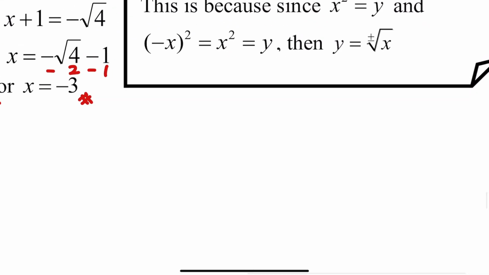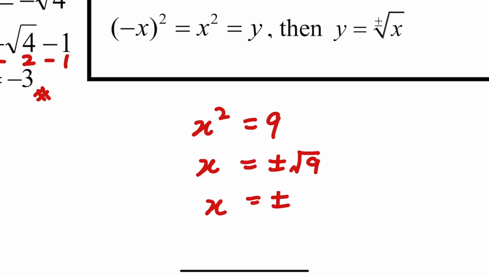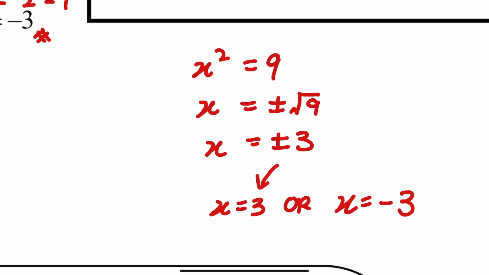Let's say I have one simple example, x squared equals 9. The question says, solve for x. This means that I want to find x. To get rid of this square, I will take square root on both sides of the equation. But when I take square root, I must have a plus minus square root 9. Therefore, x is equal to plus minus 3. This means that x is equal to 3, or x is equal to negative 3. I hope you can understand the meaning of this.